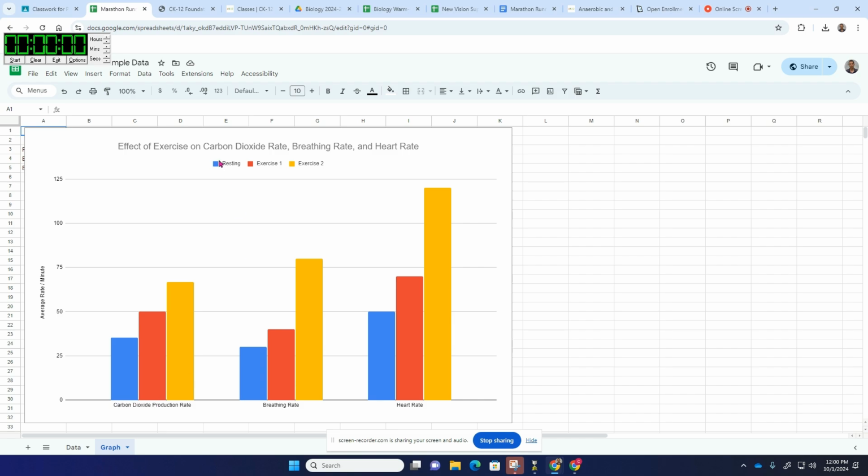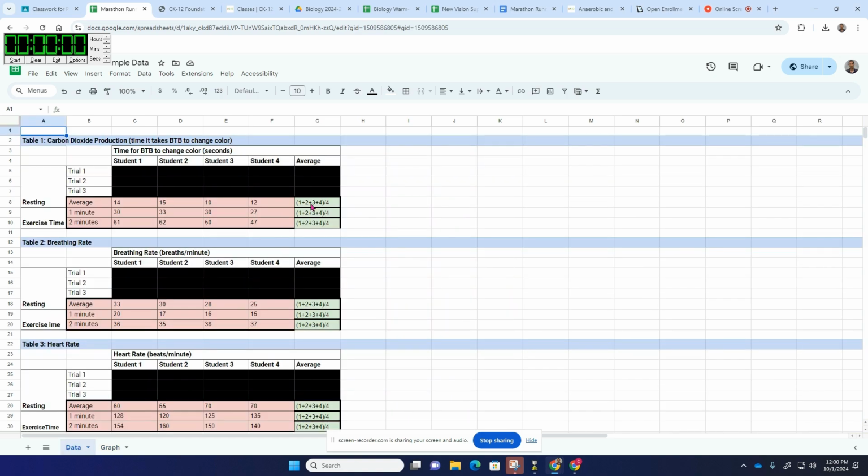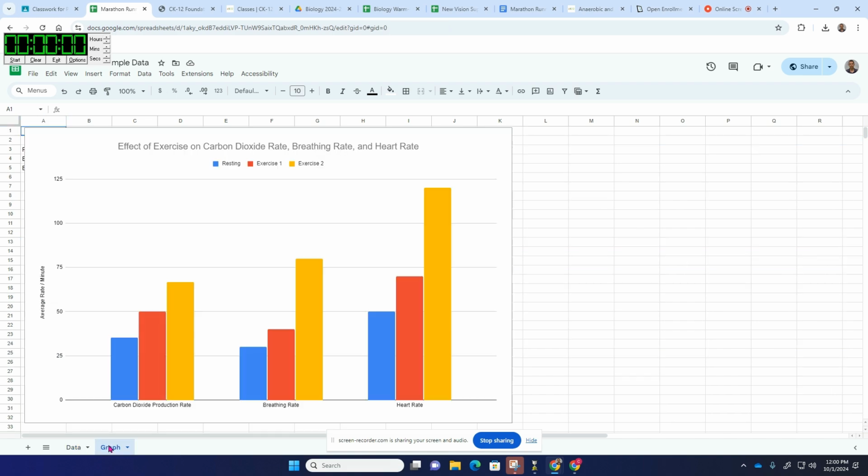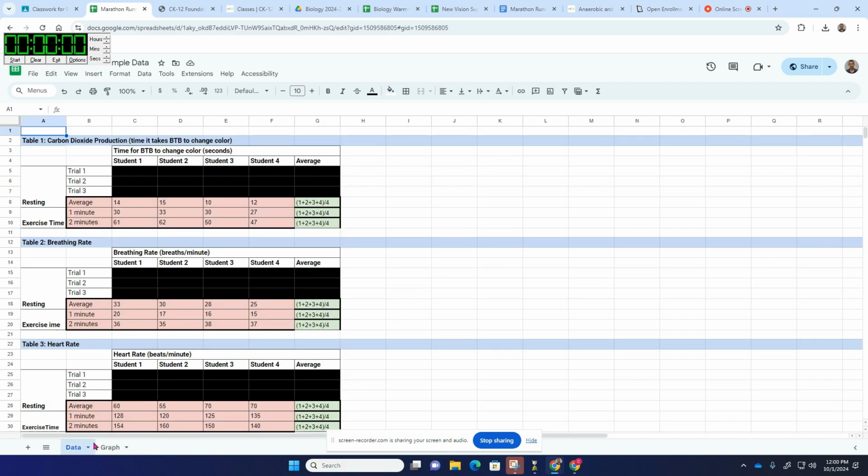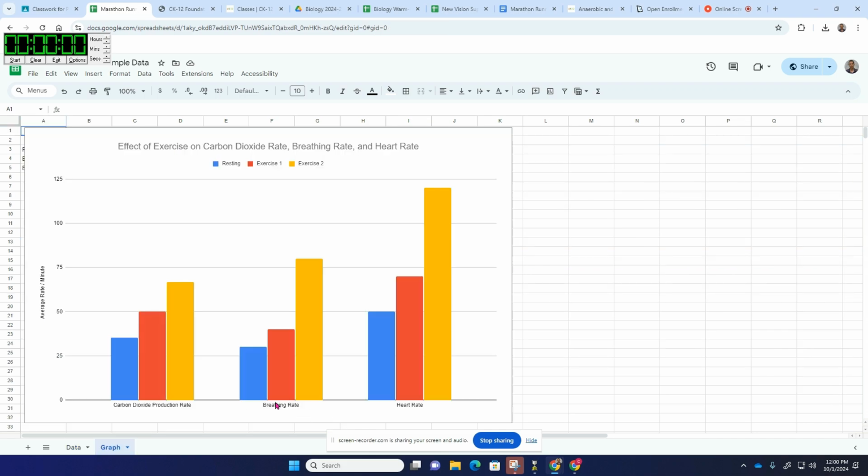So for carbon dioxide, we have resting in blue, exercise 1 in red, and exercise 2 in yellow. And so that's going to be first bar, second bar, third bar. Blue, red, yellow. Yep, right in order. And then you have breathing rate, which you can see here in the second one, blue, red, yellow. And then heart rate, which is your last table, blue, red, yellow. Don't forget to create your key for your graph. Don't forget your title. Don't forget your labels. And just finish up all of that data.